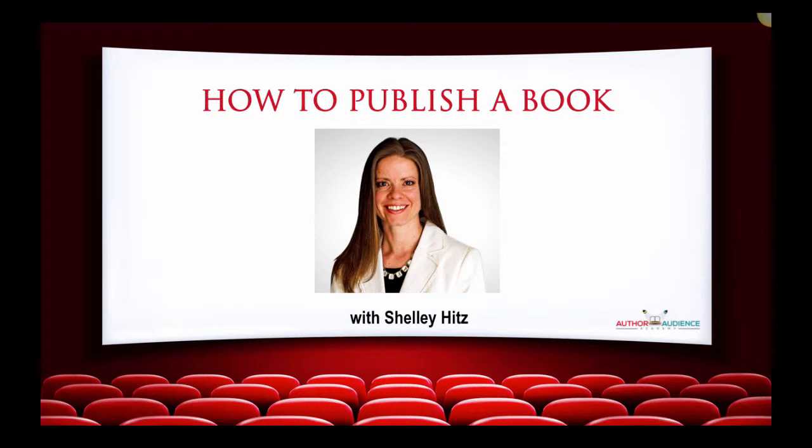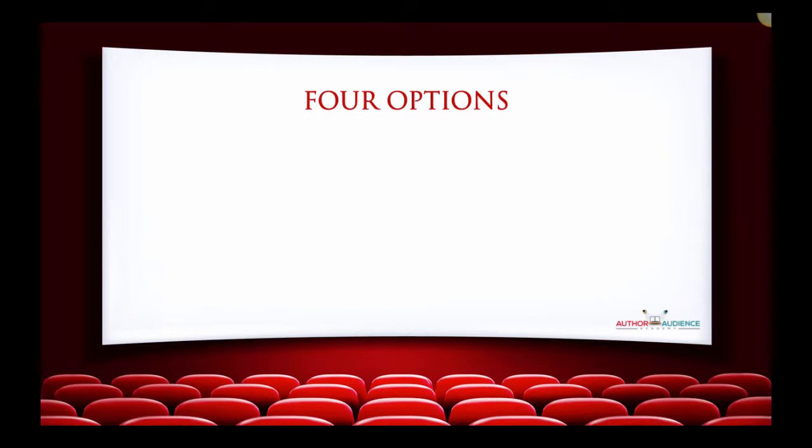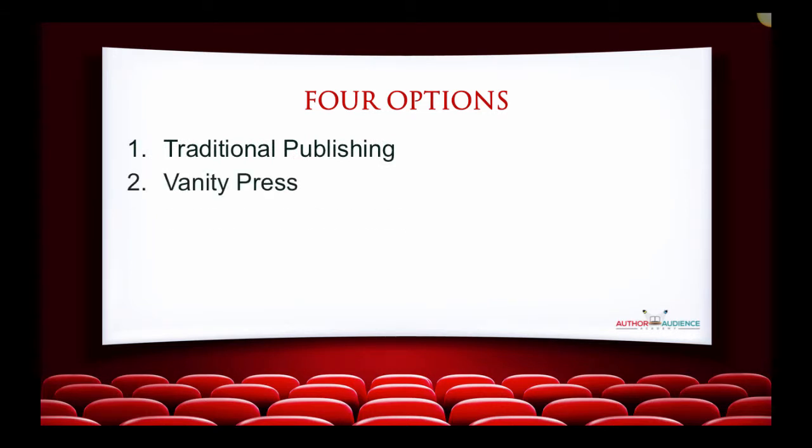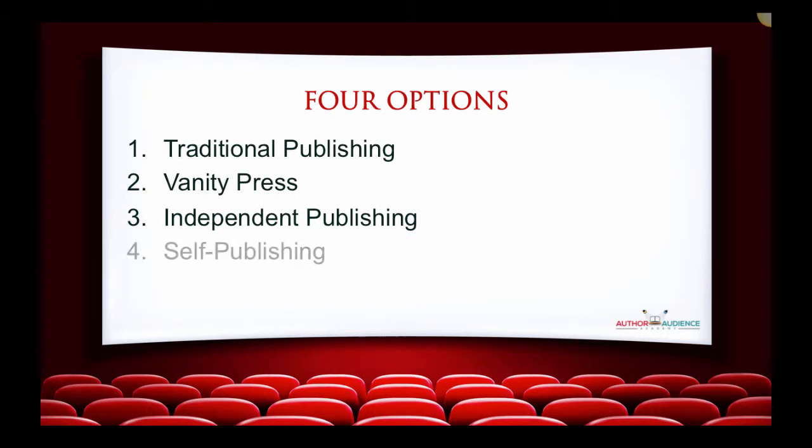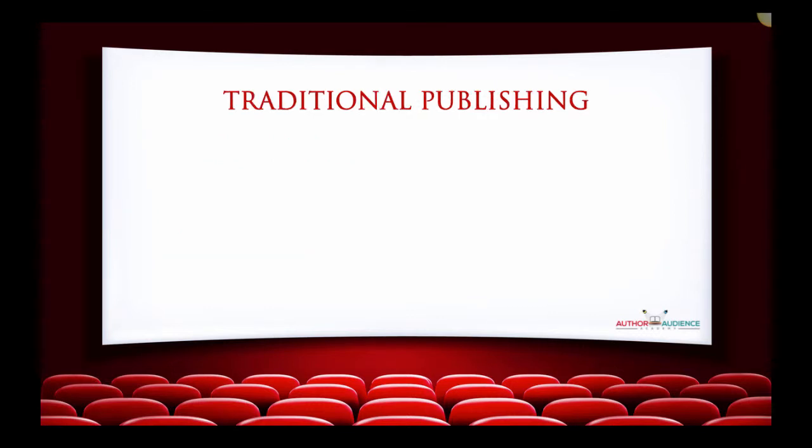And in this video, I want to talk to you about how to publish a book and what your options are. Now, there's basically four different options you can choose from when publishing your book. You can go with traditional publishing, you can go with a vanity press, you can use independent publishing, or self-publishing. And now I'm going to talk to you about the differences in each of these different options.